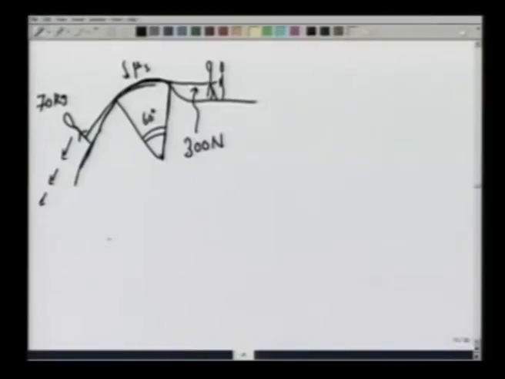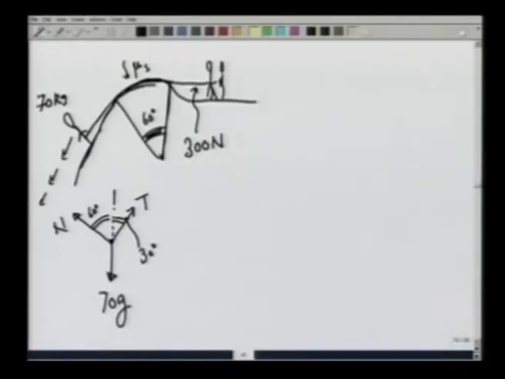So let us look at the free body diagram of this mountaineer. He is being pulled up by tension T. There is a normal reaction of the cliff, and its weight down is 70 g. The normal reaction would be making an angle 60 degrees with the vertical, just like this angle here, and tension T, which is parallel to the mountain side, is making an angle 30 degrees with the vertical.